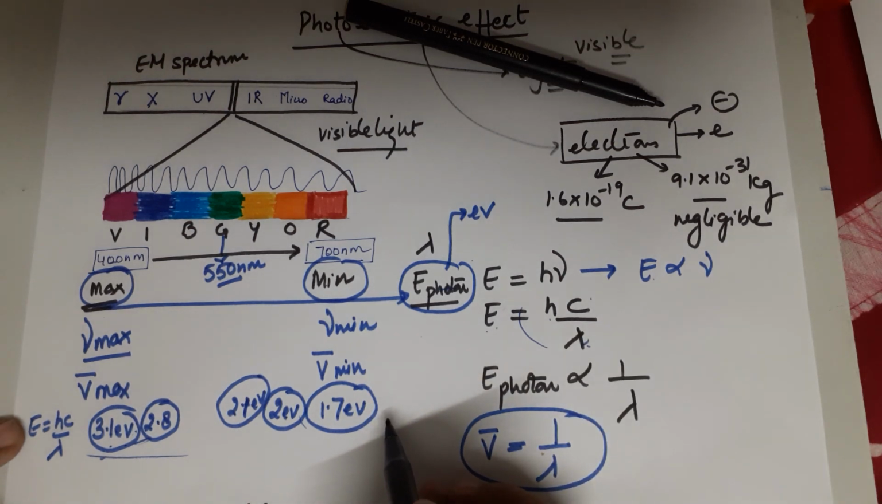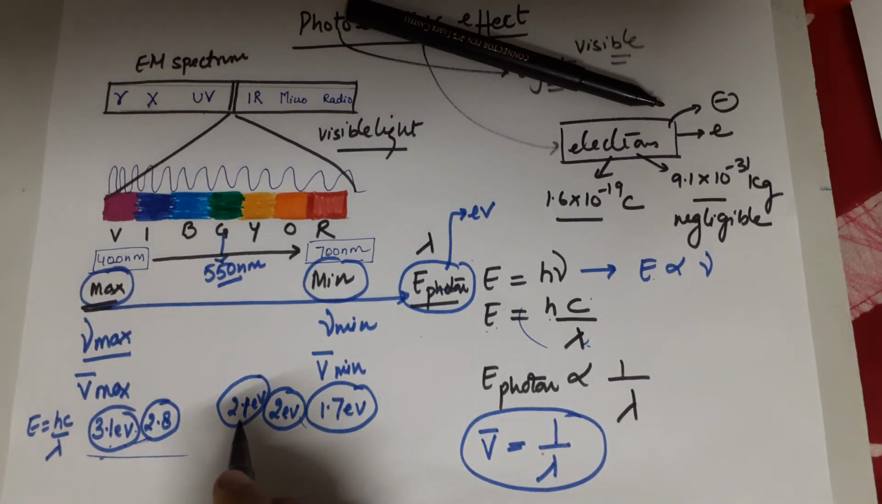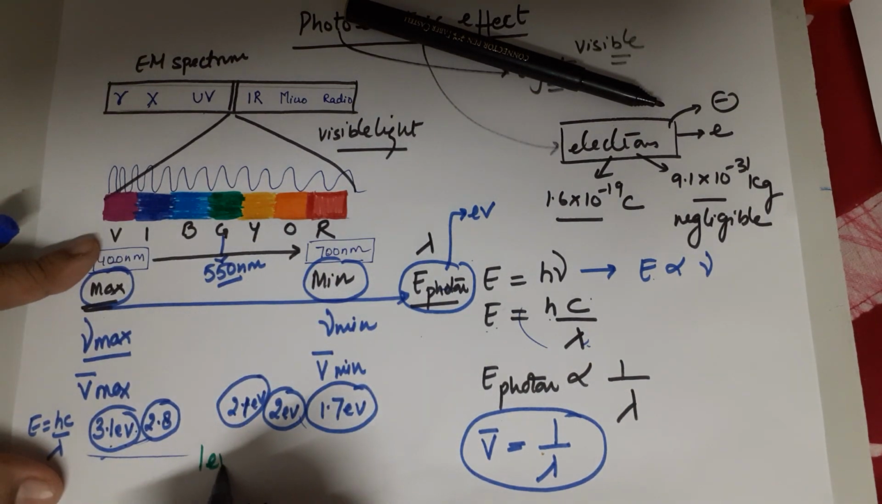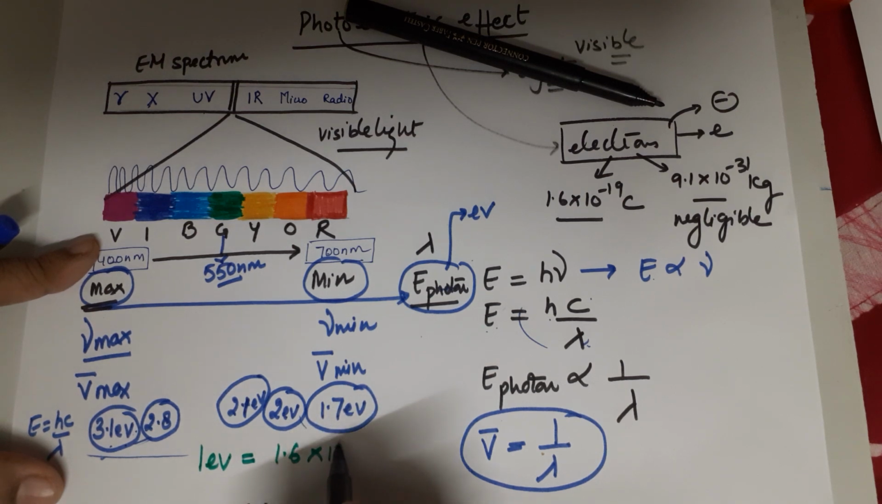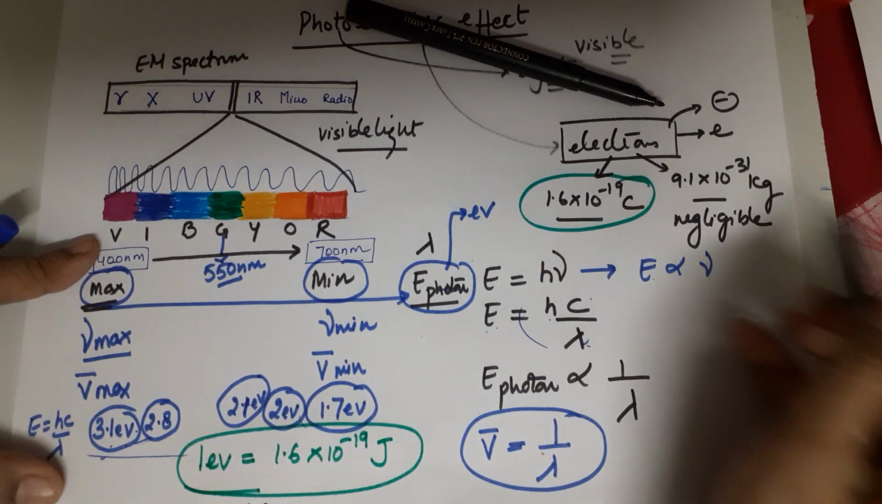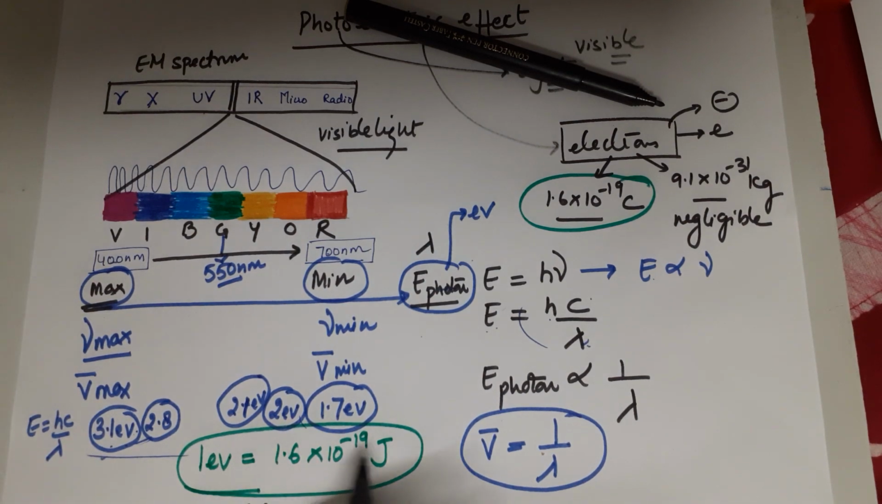Also, if you want to transform the electron volt into joules, what do you do? You should know that 1 eV is equal to 1.6 into 10 to the power minus 19 joules. What have I done? I have multiplied it by the charge of the electron. So if you want to transform electron volts into joules, just multiply by the charge of the electron.